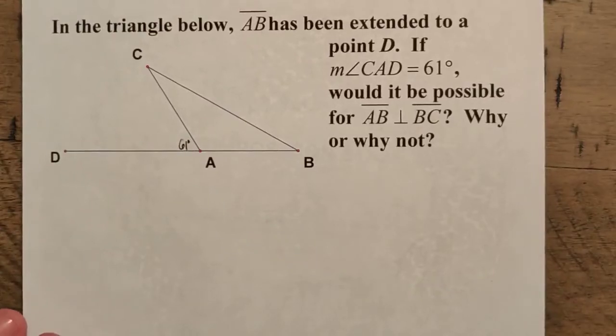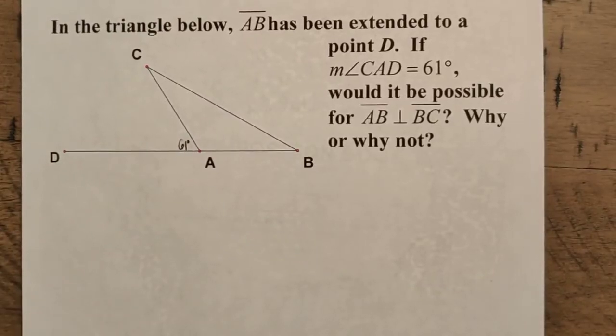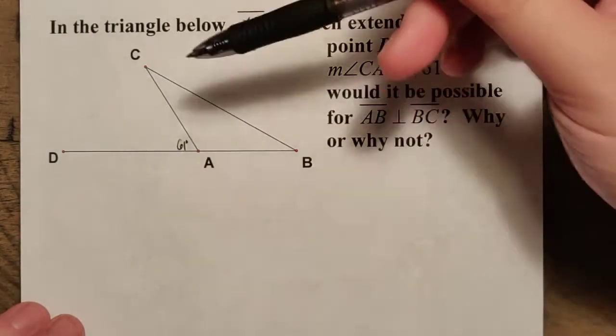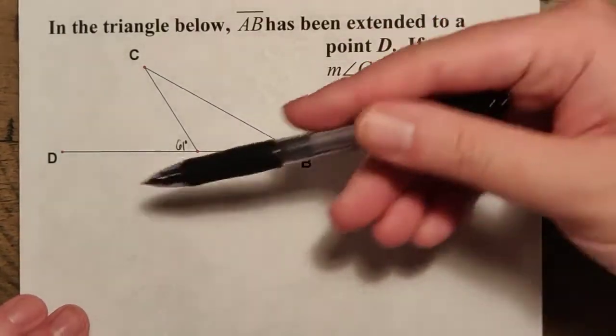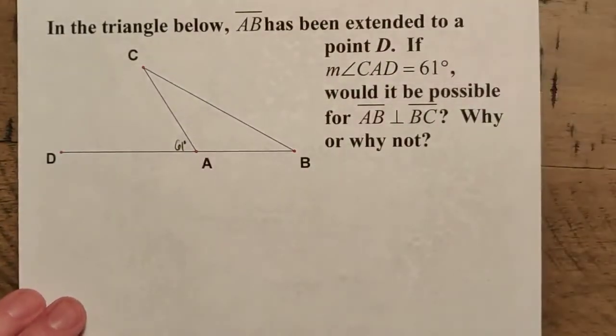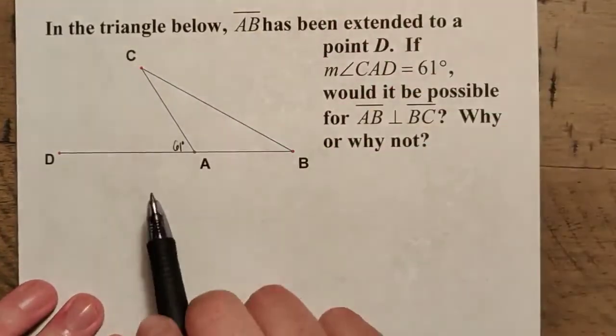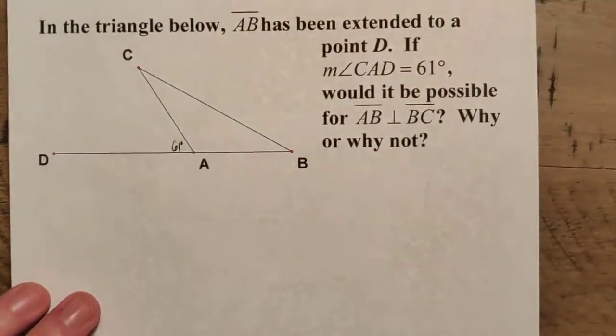All right, welcome everyone. So I'd like again to start off with a pretty straightforward problem here. So we have a triangle like this. Here's triangle ABC. AB has been extended out to a new point D out here. So if angle CAD is equal to 61 degrees, let's say this is 61 degrees here, is it possible for AB to be perpendicular to BC?